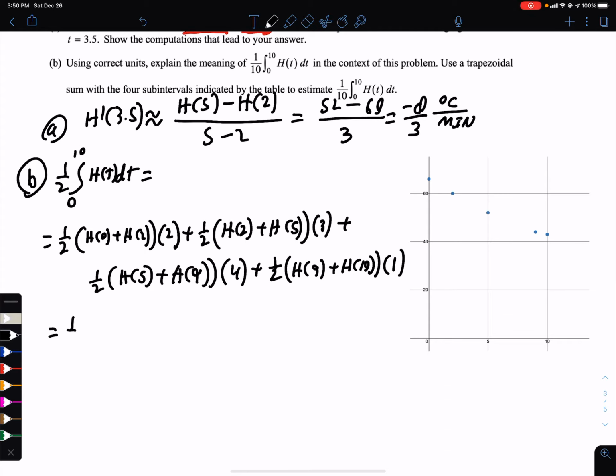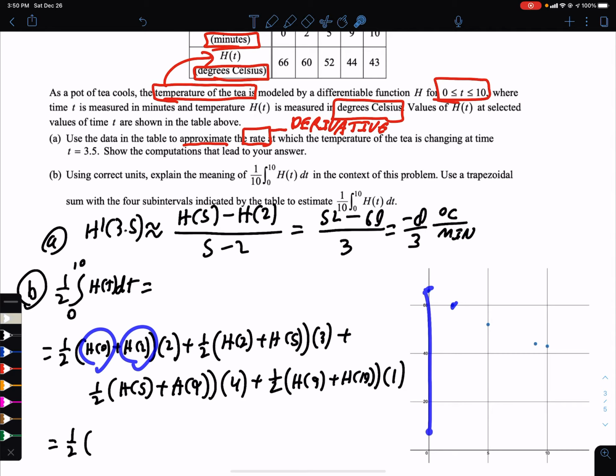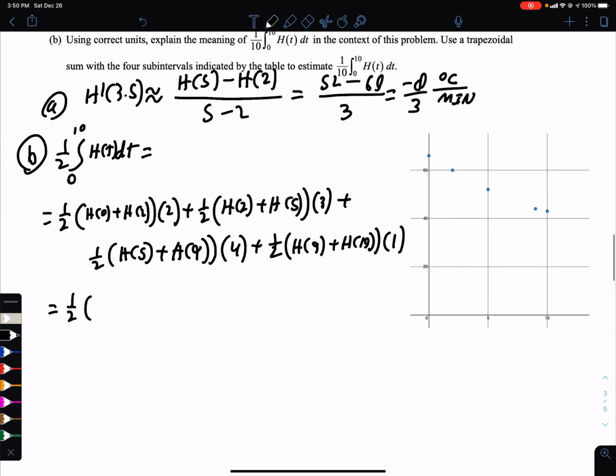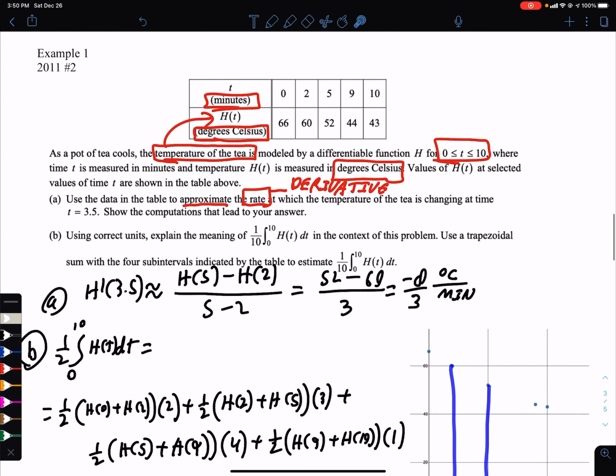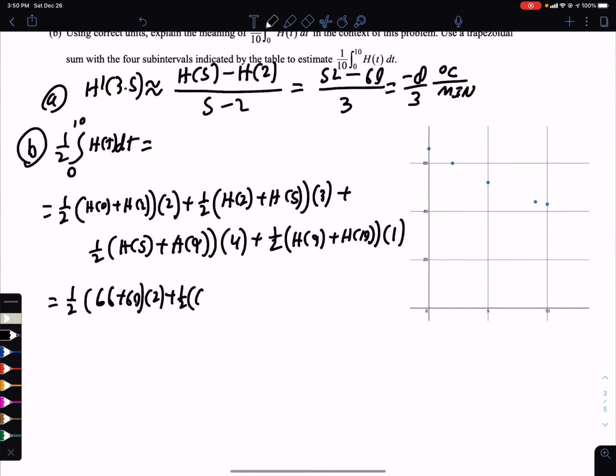Now I need to actually plug in values. So h of 0 and h of 2, the y value here and here, are my 2 bases, so it's 66 and 60. And the width was 2. Now I'm doing the next one, which is from 2 to 5. H of 2 and h of 5 is going to get me 60 and 52. So that's going to be 60 plus 52, and the width was 3.